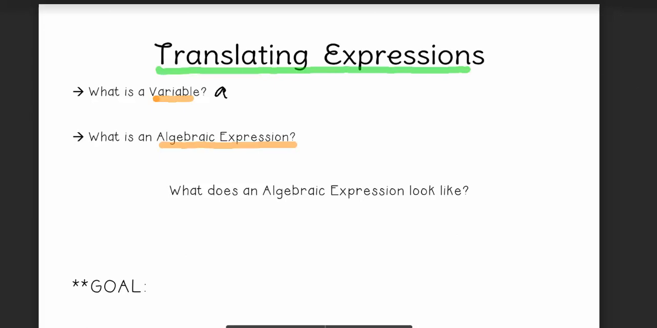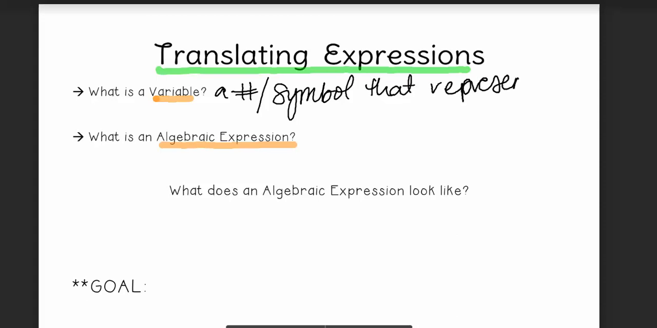A variable is a number or symbol that represents an unknown number. So I can use the letter X, I can use a symbol, I can use a smiley face, I can use anything to represent that unknown number.